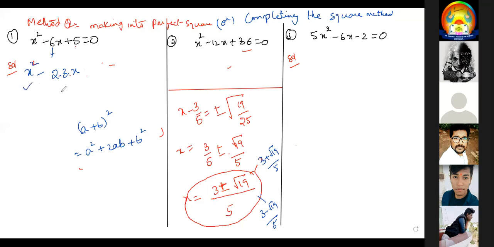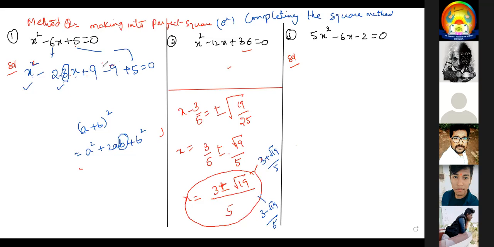Here a square is there, 2ab is there. The next term should be b square. Here b is 3, because x is already used. So b square is 9. For this 9 you added, you'll ask how you added, master. So I added 9 and I subtracted 9, and my 5 is as it is.